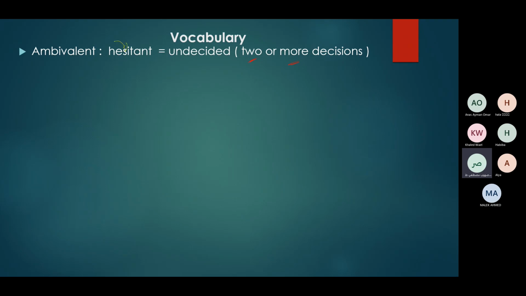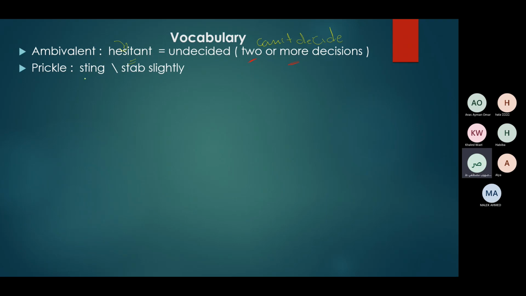So we name him as what? Hesitant. So if I described you as ambivalent, it means you are what? Hesitant, which means undecided, or let's say you can't decide what to do. Number 2, prickle.